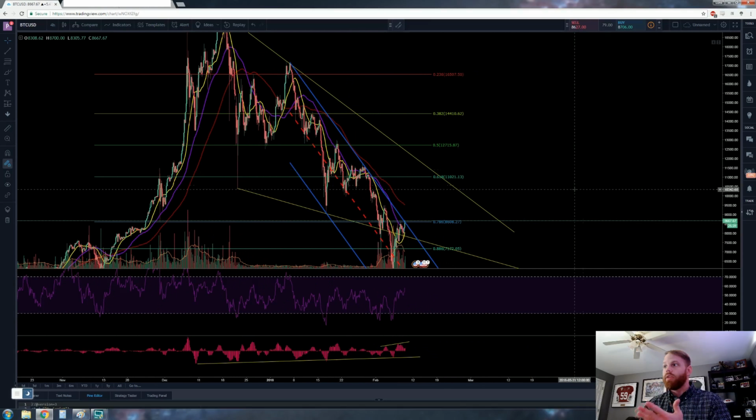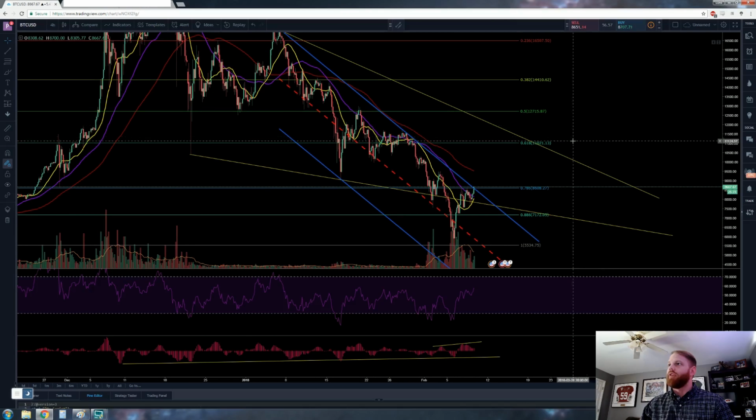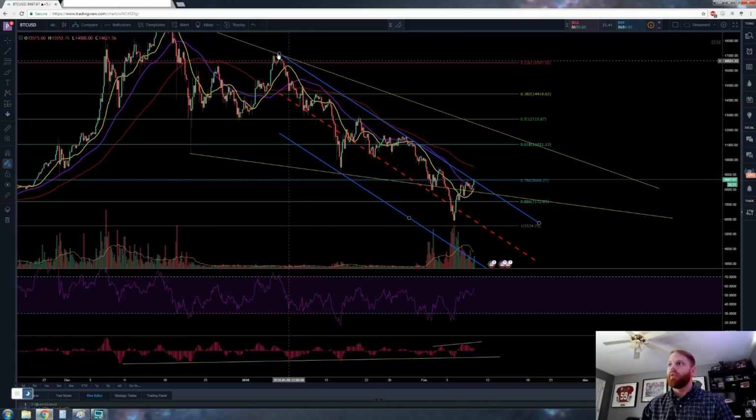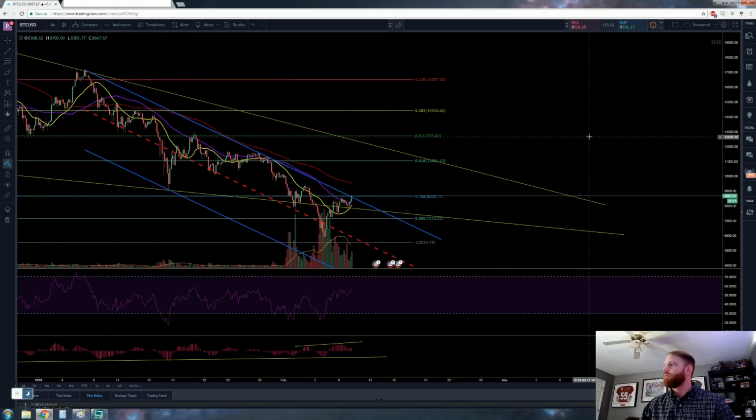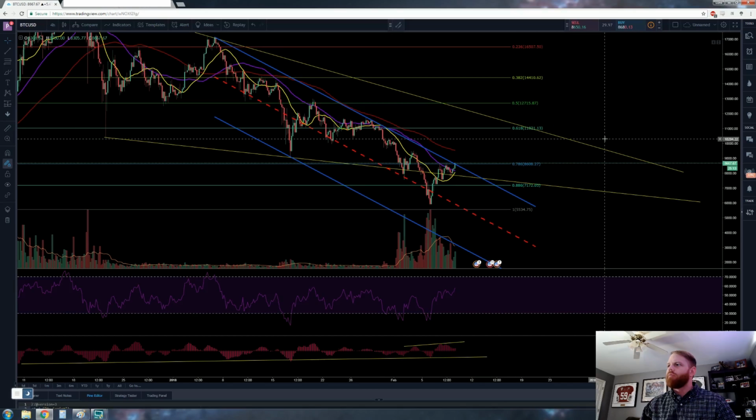This might be it. We might be breaking out of this well-established downward channel that's been going on since the 6th of January, well over a month, like 33 days, something like that. So I've plotted out multiple scenarios of what could happen, and so we're just going to go from there.